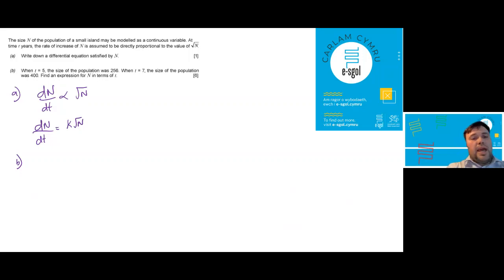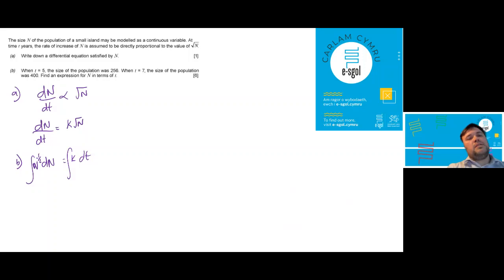Okay, so again, we're going to split everything and move it across. So it is dn, and this time that's going to go down. So I'm going to put that as straight away n to the minus a half, because that's going to be what it is down below. And this is k. Save a little bit of time as we're doing it.